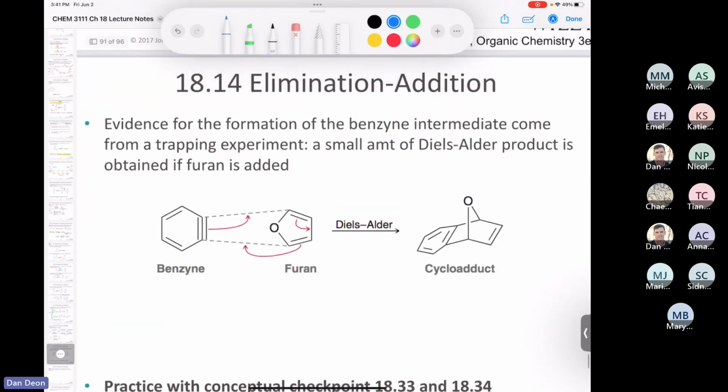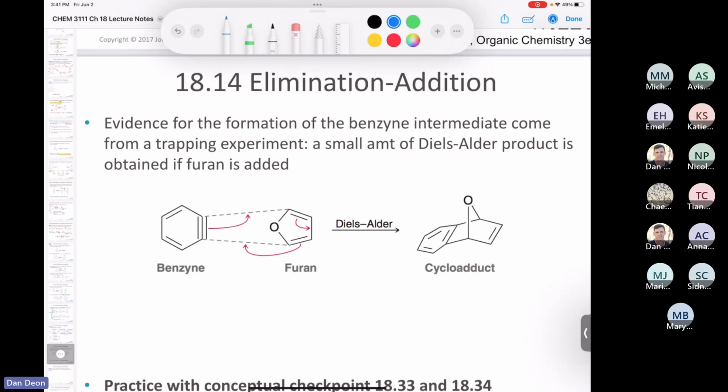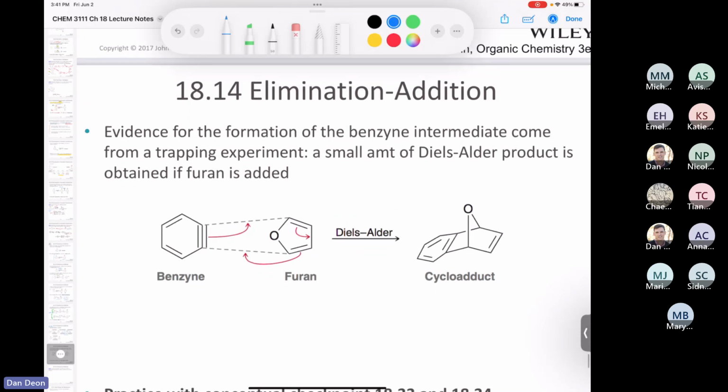And if you're wondering, well, I don't believe it, I don't think that benzyne could actually exist. There is some proof of it. When somebody did an elimination addition reaction, they threw furan, which is a diene, in the reaction mixture, and benzyne would react as a dienophile, right? And it made this whole cycloadduct here. And so they actually proved that benzyne does exist.